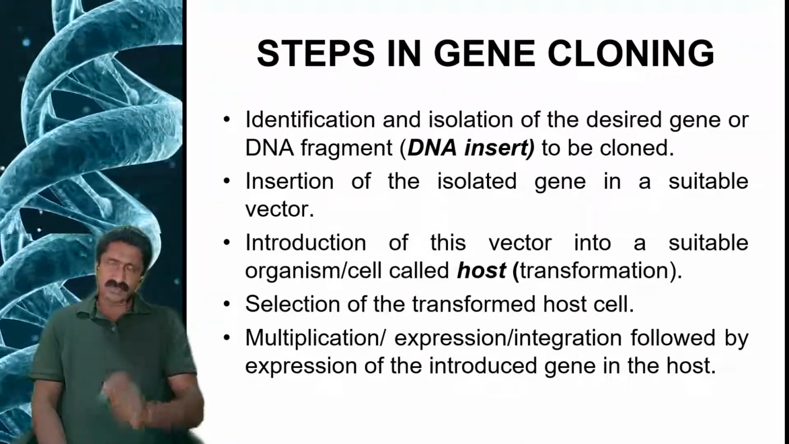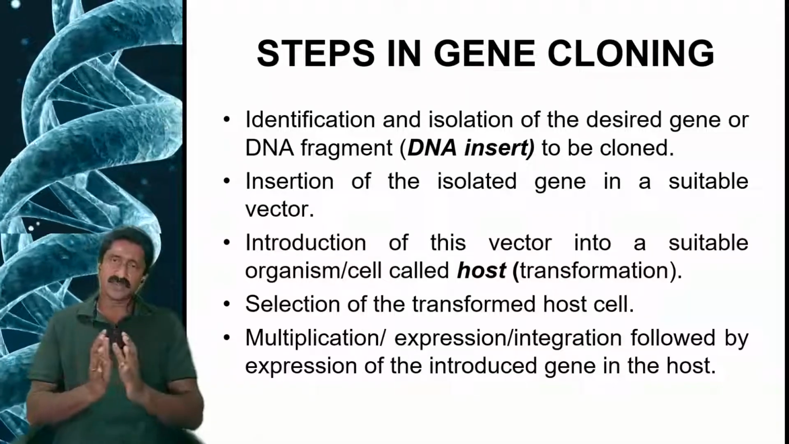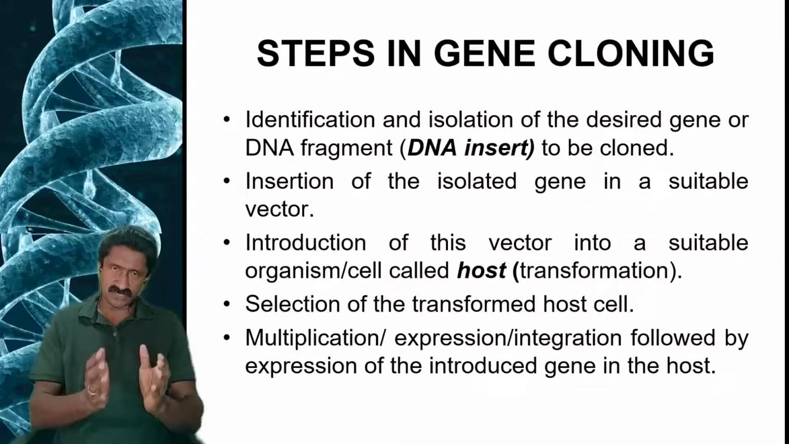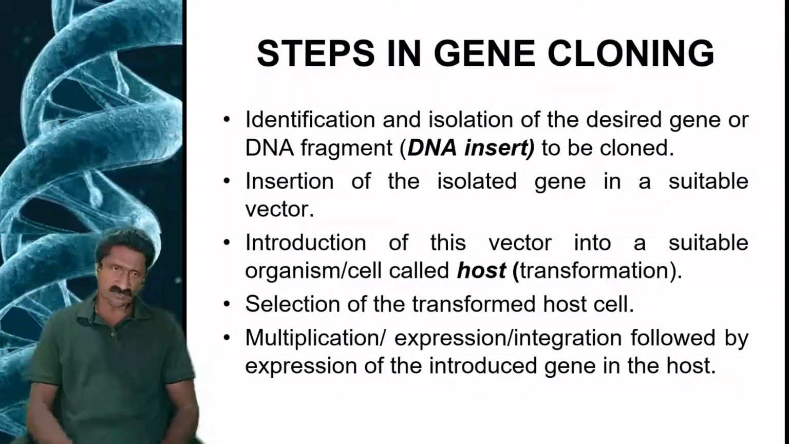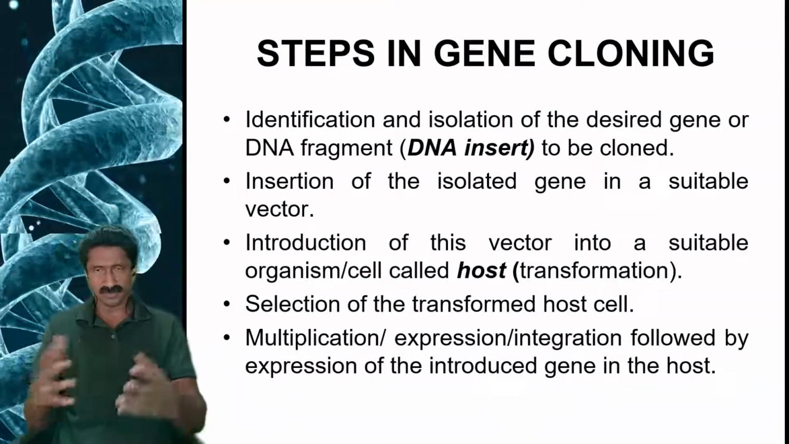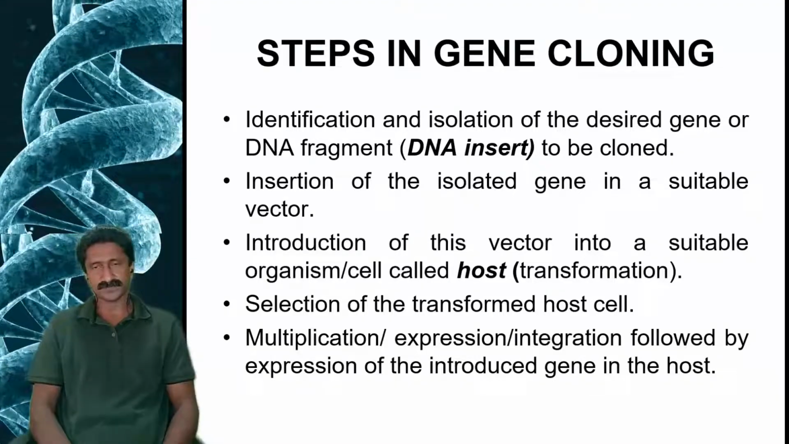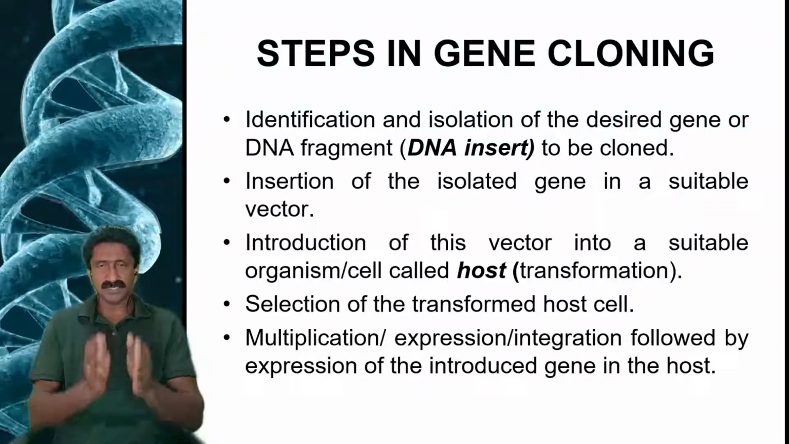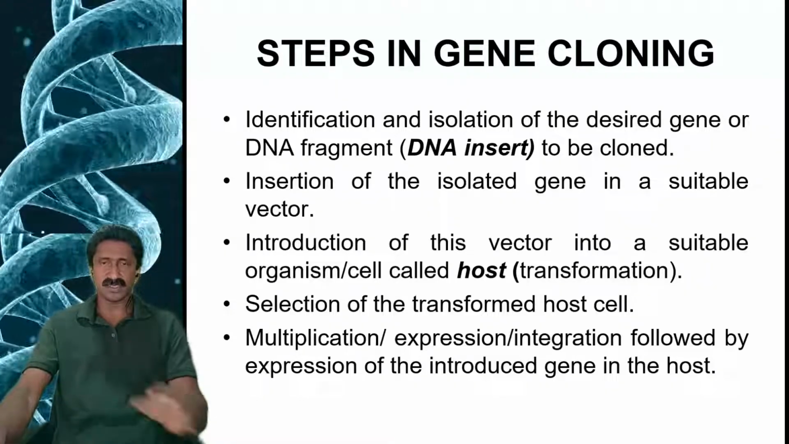So the second step is the insertion of the isolated gene or the gene of interest in a suitable vector. The vector may be a plasmid or a phage or a cosmid. There are various types of vectors. So the second step is the insertion of the gene of interest in a vector.